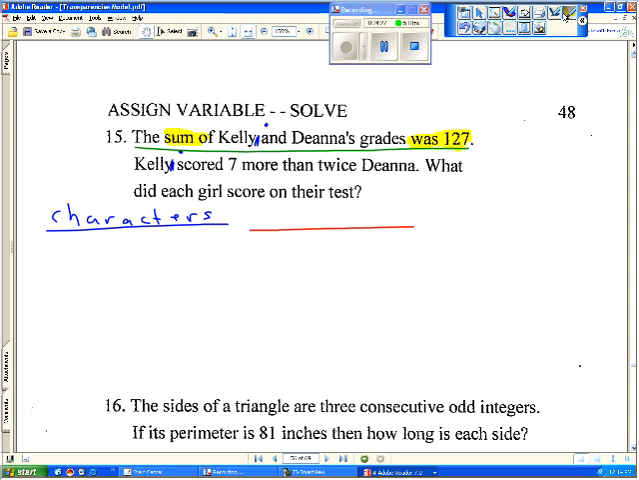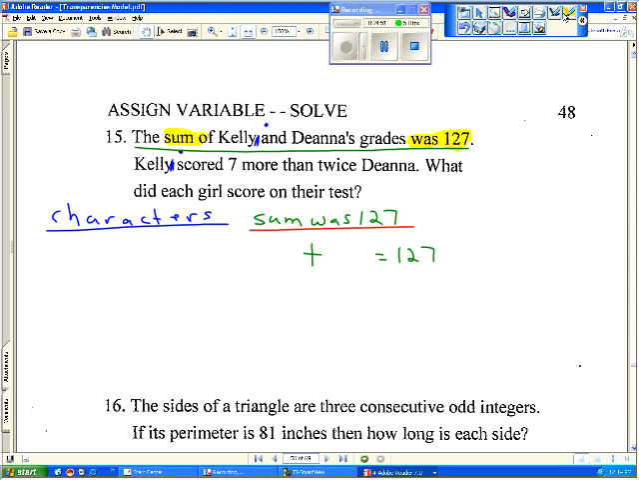Word, verb, result. Word, verb, result. We got it. Word, verb, result. So I'm going to put on my word sentence line, sum was 127. The sum of what was 127? Deanna and Kelly's grades. So Deanna's plus Kelly's was 127.